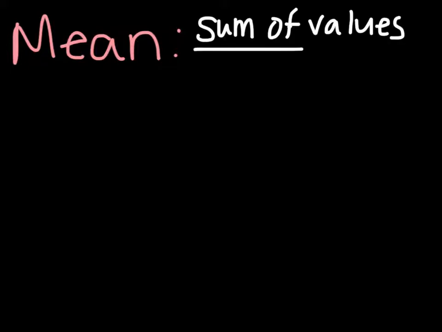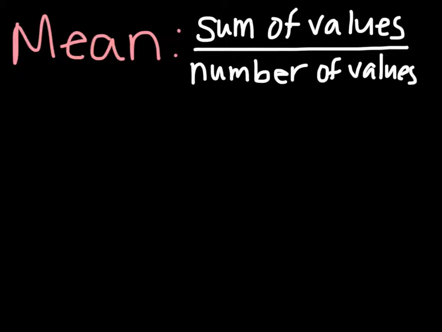The mean of a data set is the sum of all of the values divided by the number of values. Sometimes this is also referred to as an average. The median of a data set is the middle value when the values are written in numerical order. If a data set has an even number of values, the median is the mean of the two middle values.